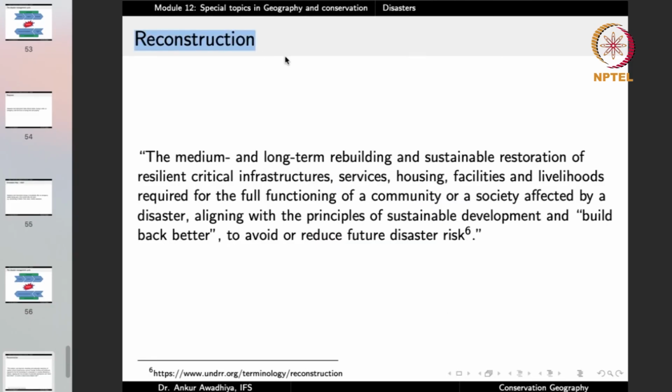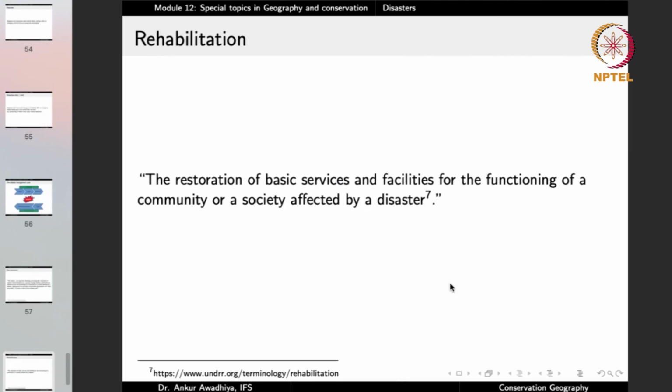So when we say reconstruction, it is constructing again, building again, rebuilding and sustainable restoration of resilient critical infrastructures, services, housing, facility, and livelihoods required for the full functioning of a community or a society affected by a disaster, aligning with the principles of sustainable development and build back better to avoid or reduce future disaster risk. So we need to reconstruct things, and we need to rehabilitate the people and the society, which is restoration of basic services and facilities for the functioning of a community or society affected by a disaster. So during the phase of rehabilitation, we are trying to bring the whole society back on its tracks.